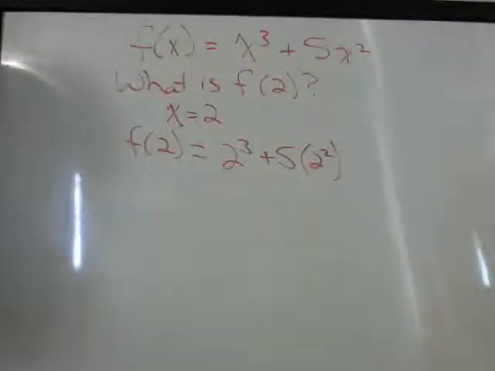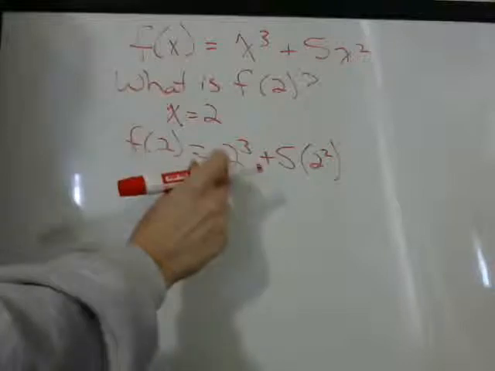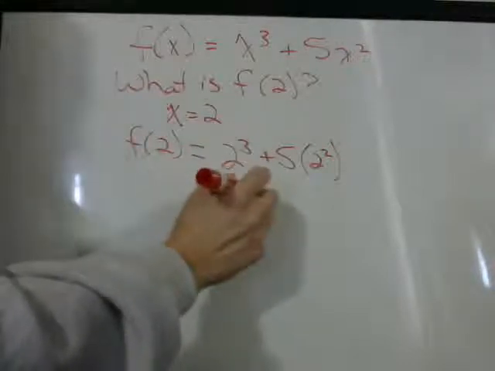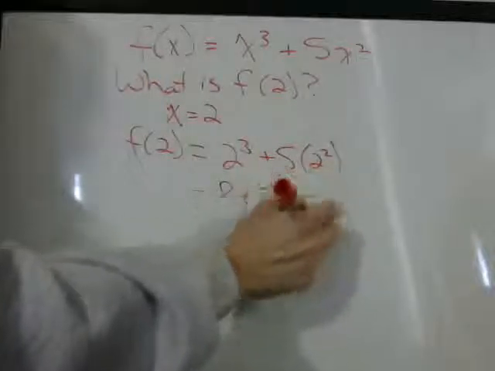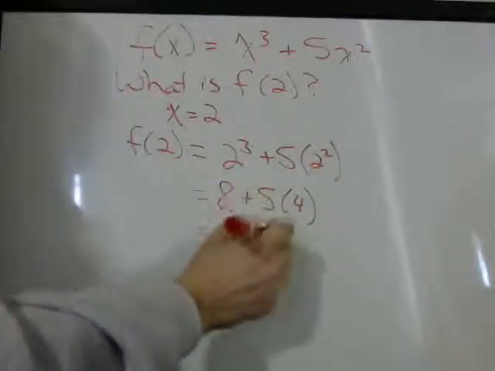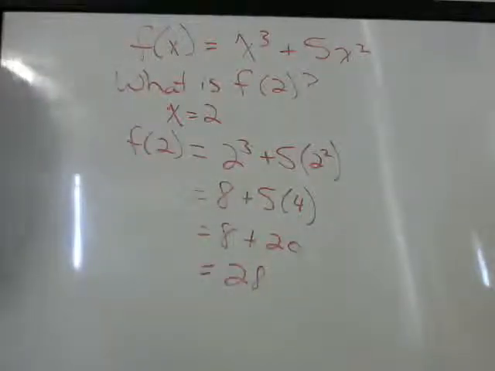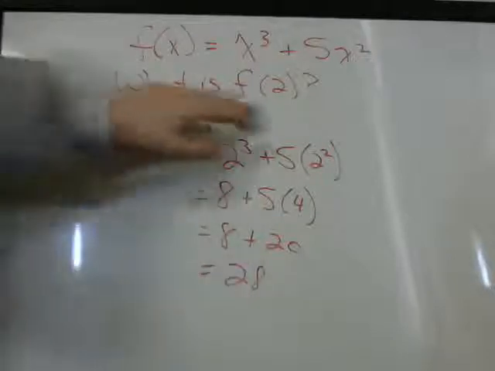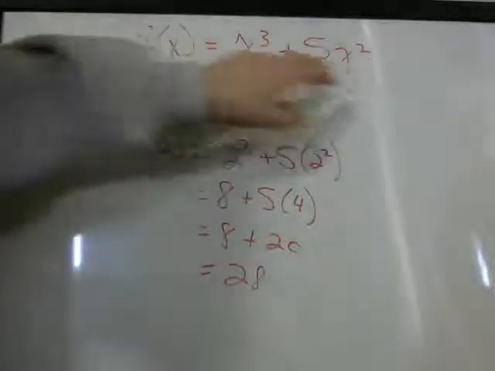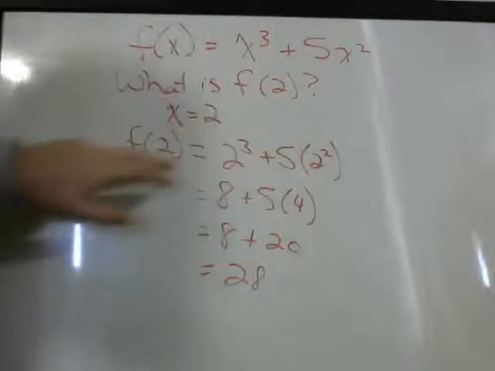So you need to know the order of operations. If you don't know what that means, you need to watch the video on that. So you're just going to evaluate this. What's 2 cubed? 8 plus 5 times 2 squared. 2 squared is 4 equals 8 plus 20 equals 28. So the answer to this question, what is f of 2, is 28. All you're doing is instead of an x, every time you see an x, you're going to replace it with what's in here, a 2.